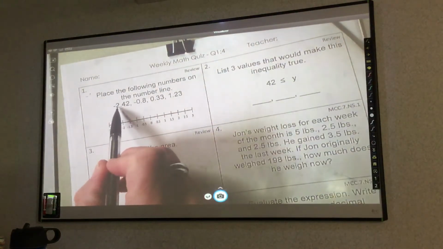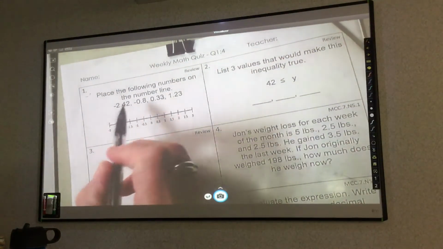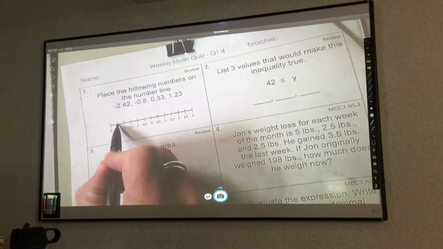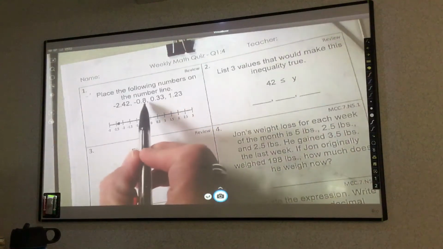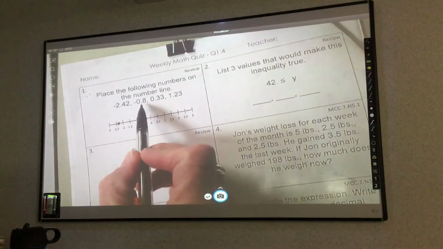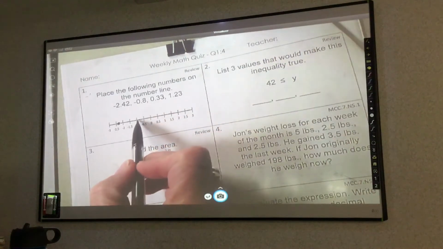A negative 2.42 is just a little bit less than a negative 2.5. So your dot should be somewhere about there. A negative 0.8 is a little bit less than a negative 1.